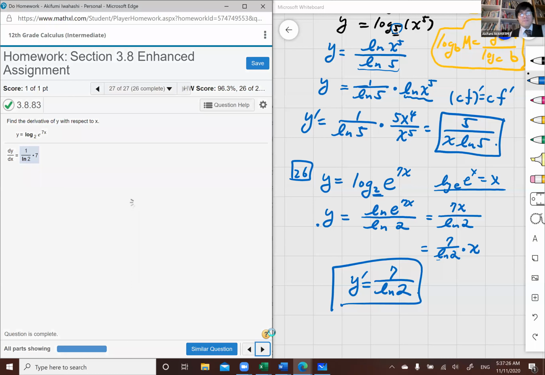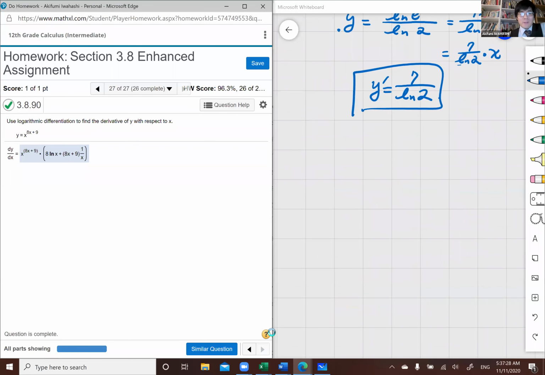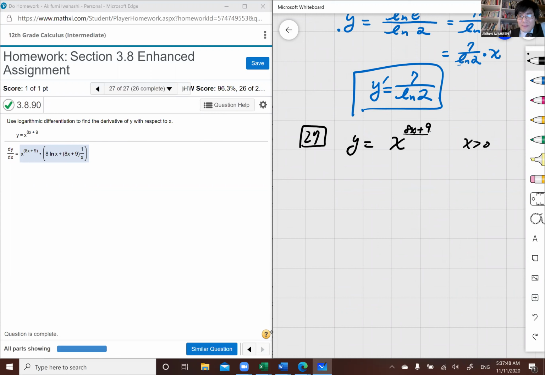One more question. Okay, number 27. Is this an exponential function? Unfortunately, it's not. So it's x to the power of 8x plus 9. Okay, so we can assume x is greater than 0 because it's power of any real numbers. It's only well defined for positive numbers. So we can assume x is positive and the right-hand side is positive.